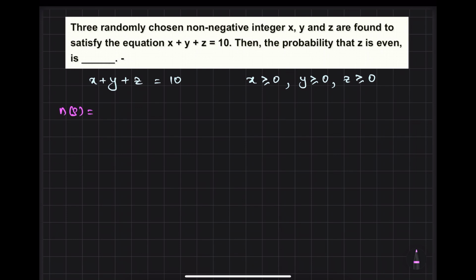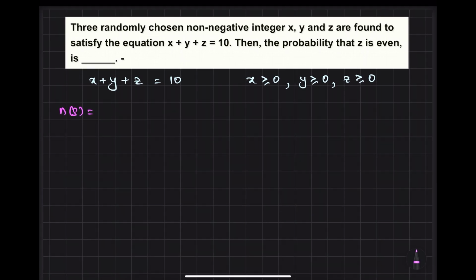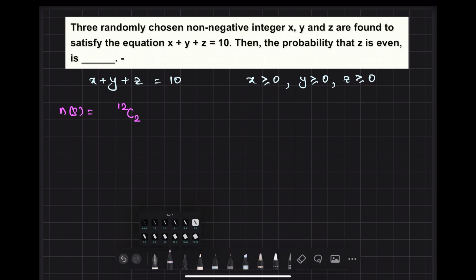So if 0 is allowed, we will ask for sticks. How many sticks? One stick less than the number of people. So there are 3 people, so you will ask for 2 sticks. Now you have altogether 12 objects. Out of those 12 objects, you will select those 2 sticks. So this is your total number of sample space. I hope the idea is clear.